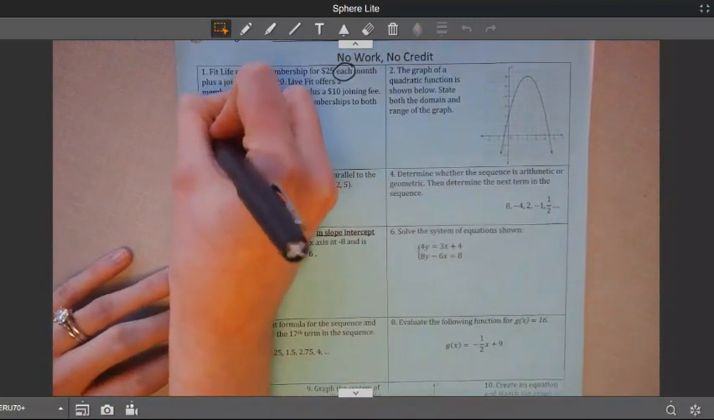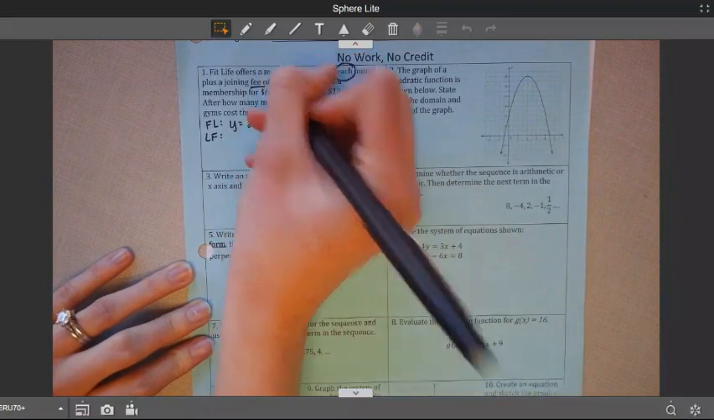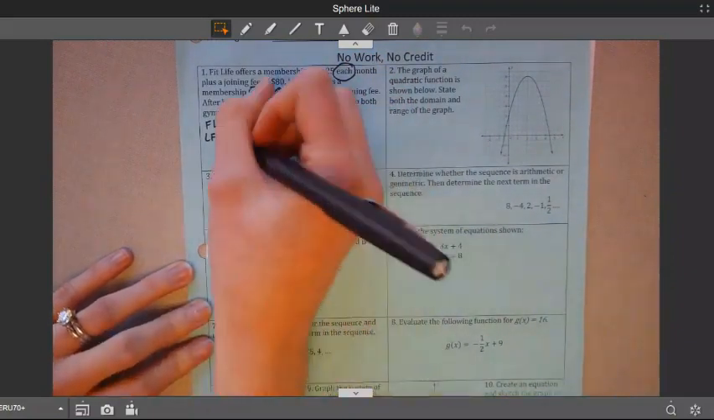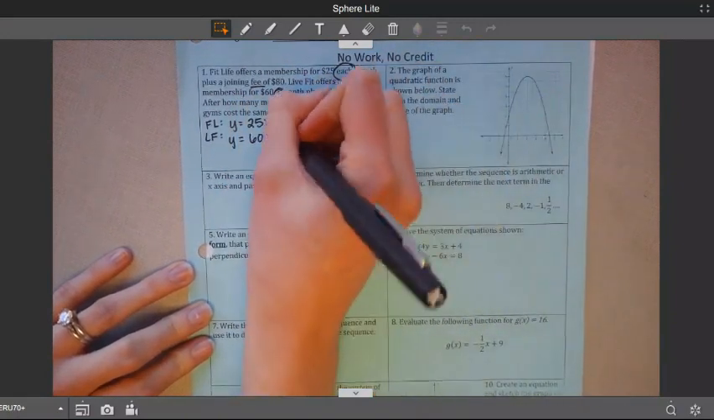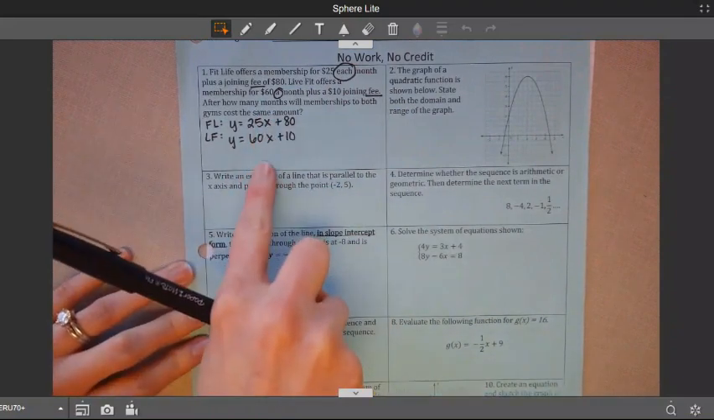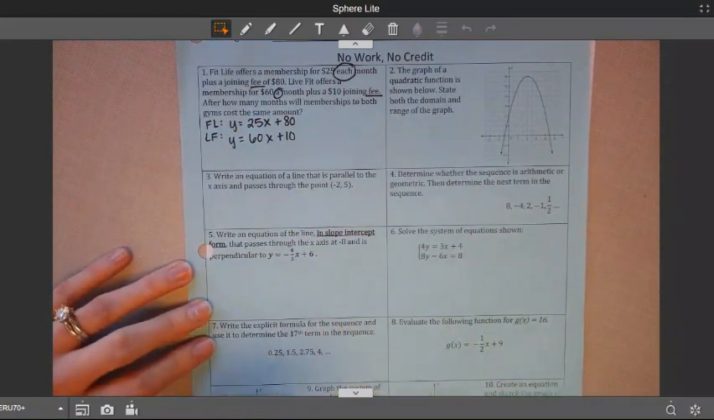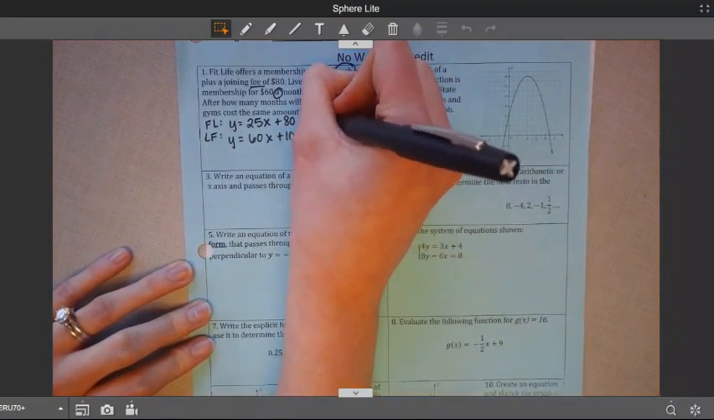And then we have Live Fit, which offers $60 a month. Whenever I see "per," that also means slope. So y equals 60x, and then our joining fee is $10, plus 10. Now I need to set them equal to each other through substitution. You could do elimination, but substitution in this case will be easier. And then solve for x.